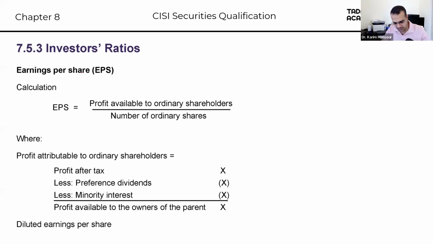So the first ratio, earnings per share from the name, this is how much profit is attributed to every share. Profit available to the ordinary shareholders, net profit, over the number of ordinary shares. So what is this profit available to the ordinary shareholders? It is your profit after tax minus the preference dividends. Remember, you have to pay your preference dividends first before you pay the ordinary shareholders, minus the minority interest. We said you have to consider minority interest. This gives you the profit available to the owners of the parent.